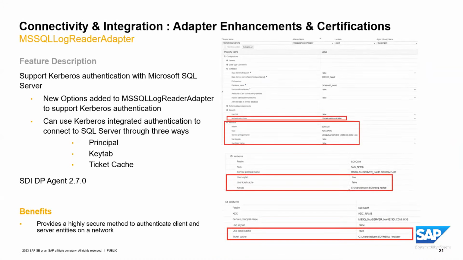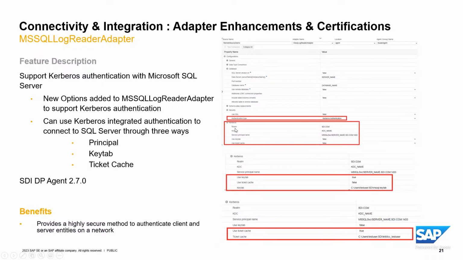The next enhancement is again a security related enhancement that we did for the MS SQL log reader adapter. With the MS SQL log reader adapter, we are now supporting connecting to SQL Server with Kerberos authentication. We added a set of options to the remote source configuration to support this. When you want to use Kerberos authentication, you select the authentication type Kerberos. That will enable multiple options for connecting with Kerberos.